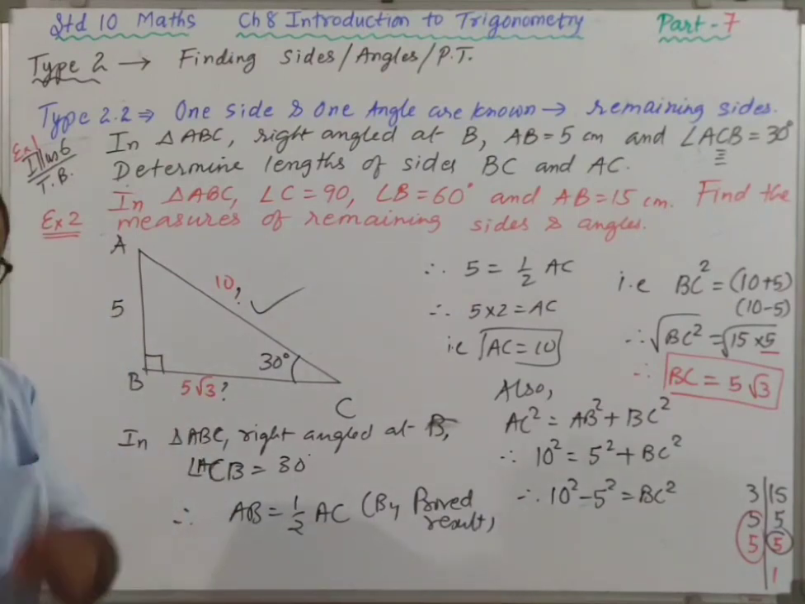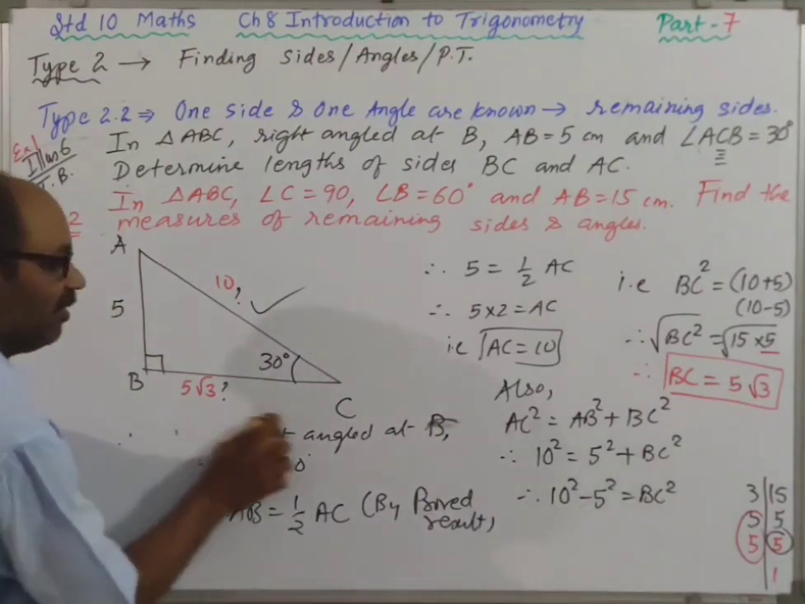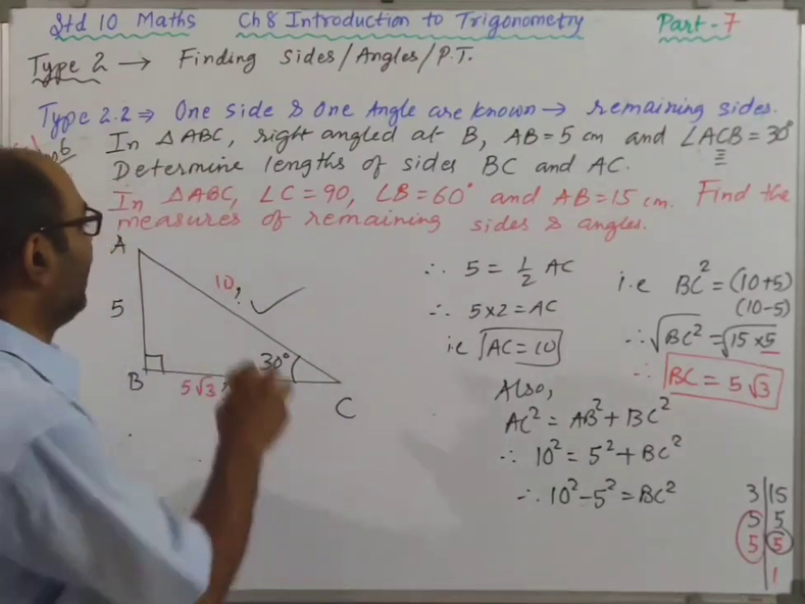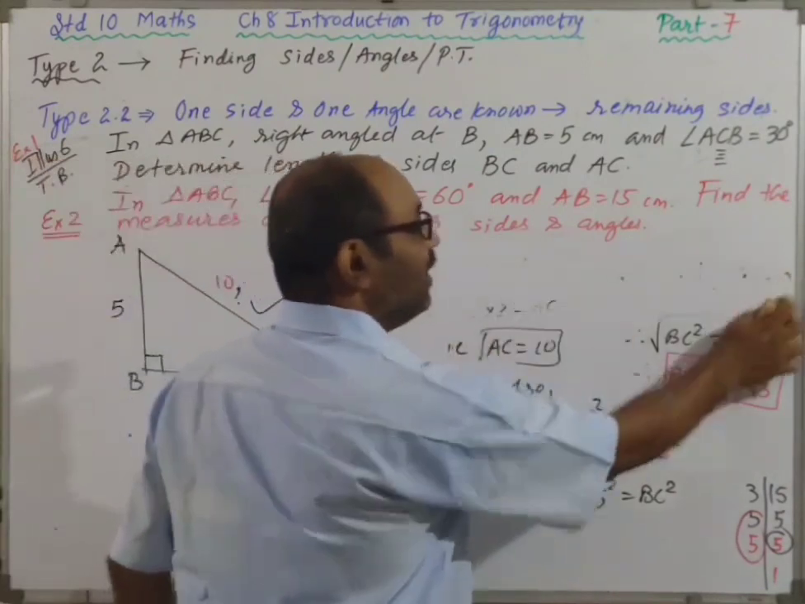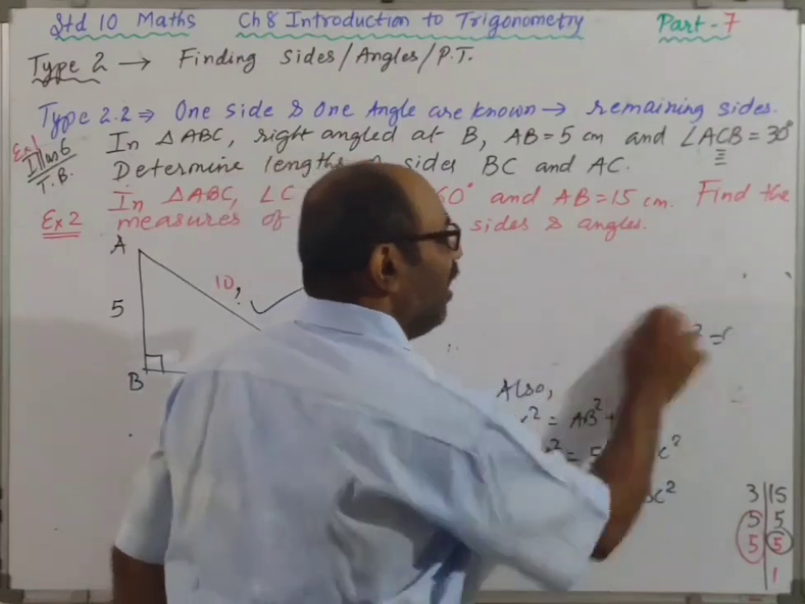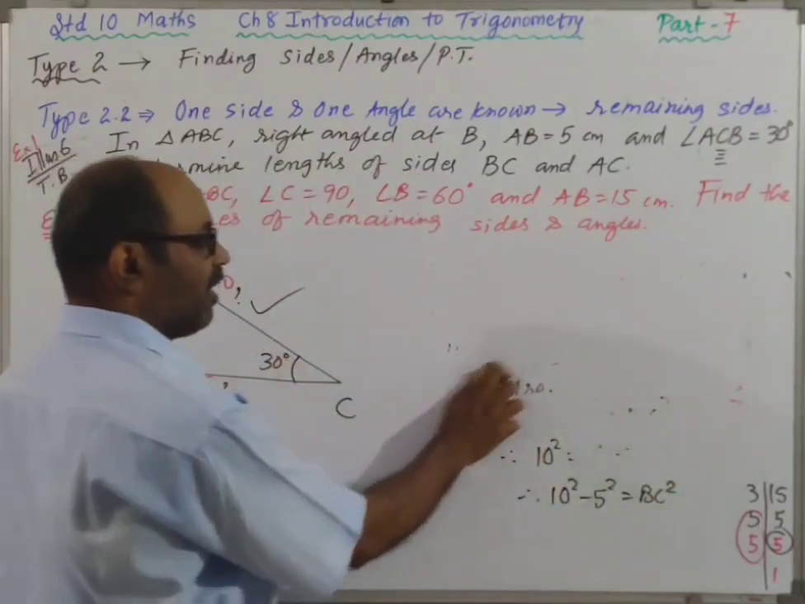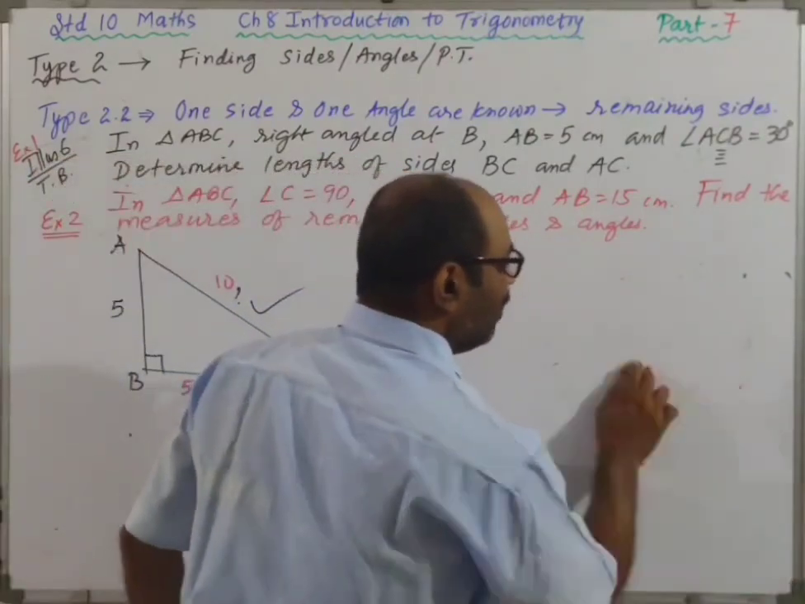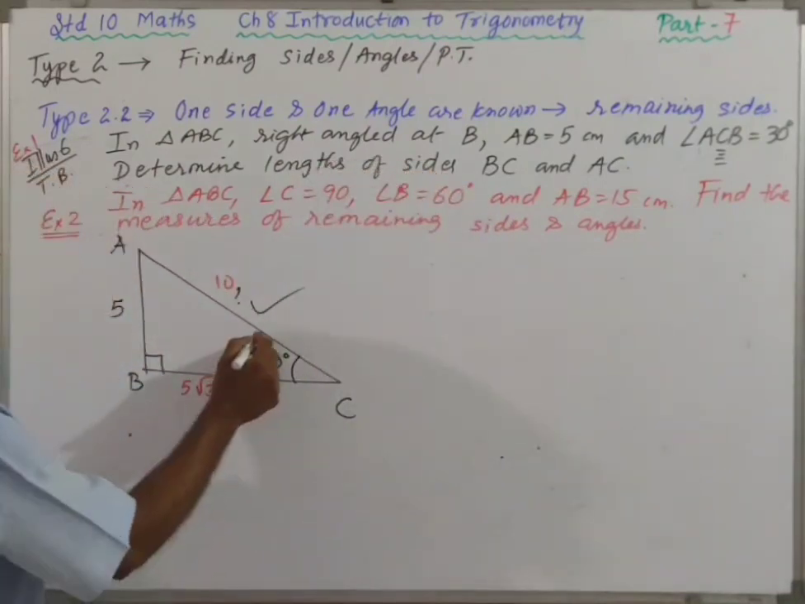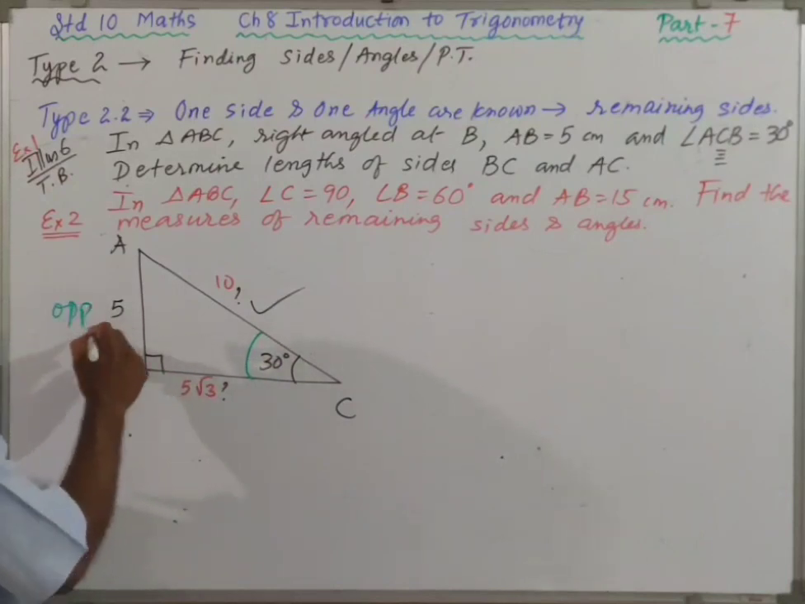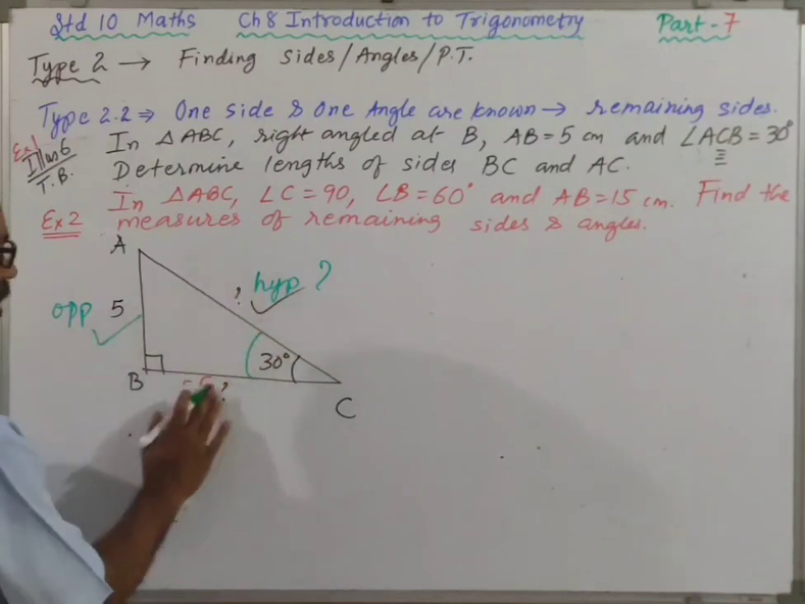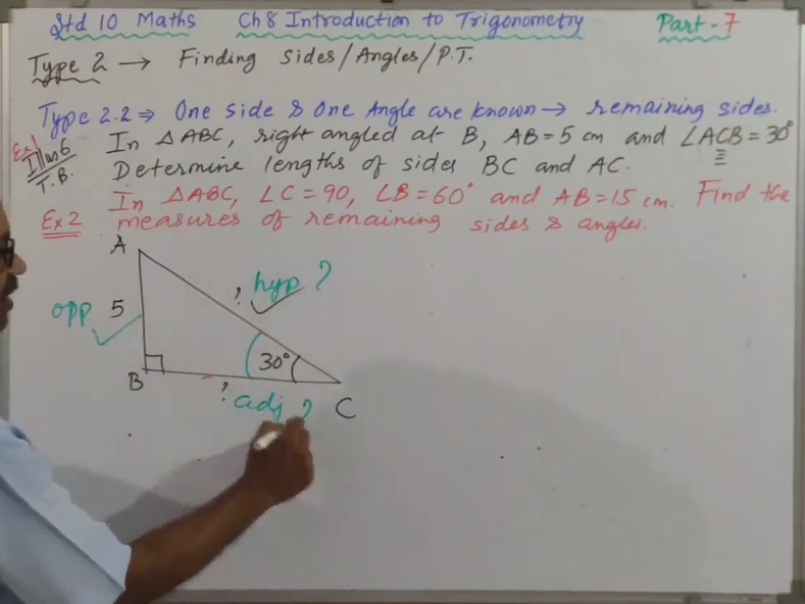Got it? Now we are going to see alternative method. Alright? There is one more method. And what is that? 30 degree. Children, 30 degree is a regular angle, special angle. So you can use trigonometric ratios of special angle. Okay, children? चलिए. With respect to this 30 degree, this is opposite side which is known. This is hypotenuse which is unknown. And this is adjacent side which is unknown.